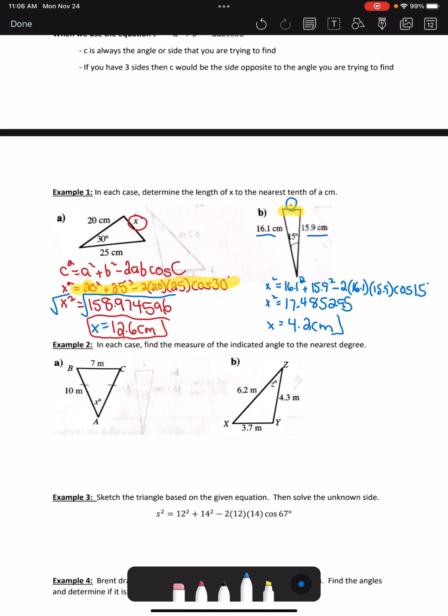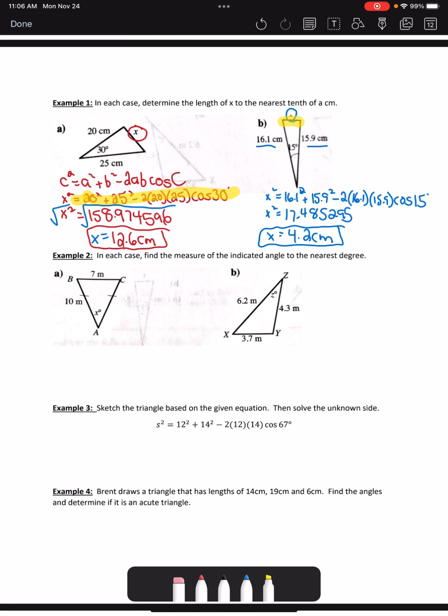Centimeters. Great. All right, moving on. This is where it gets a little more complicated. Now we're going to try to find an angle. Do you see these two dashes? That tells me it's an isosceles triangle. So this is 10 meters, which means this is also 10 meters.